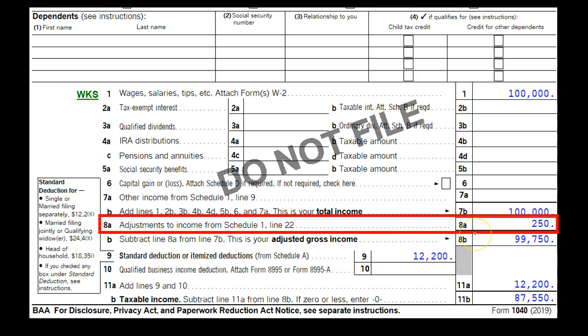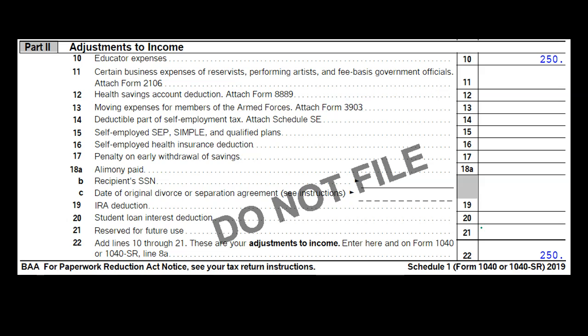When looking at the first page of the 1040, we're concentrating here on line 8A. Within 8A, we have the adjustments to income from Schedule 1. This will be coming from the Schedule 1. Within the Schedule 1, we're concentrating up top on line 10, the educator expenses. Now, note that the educator expenses are specifically related to a specific industry, education.